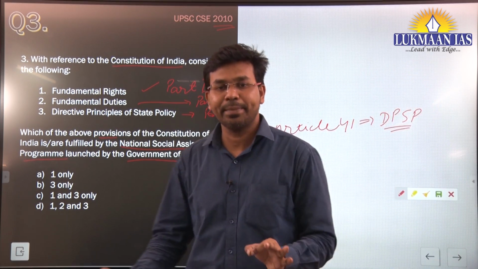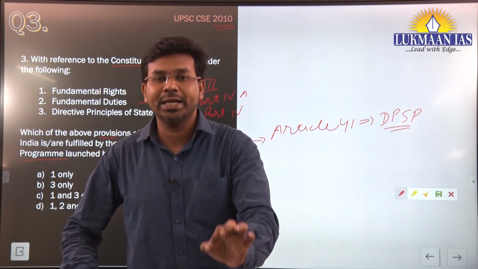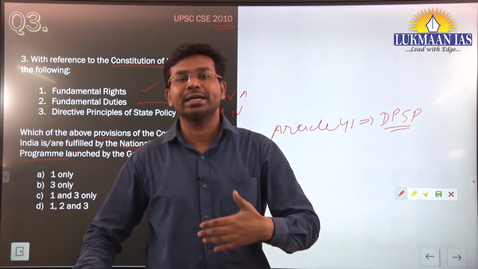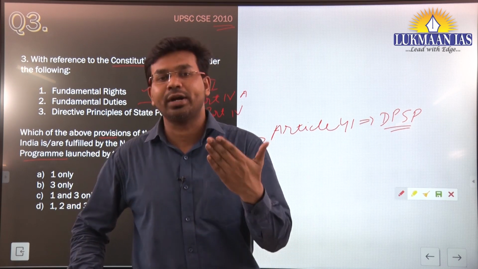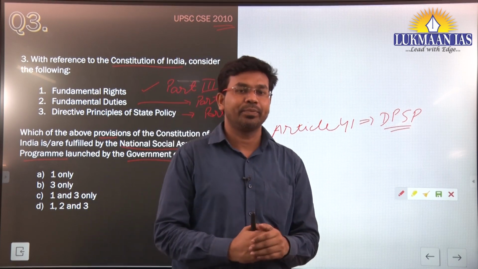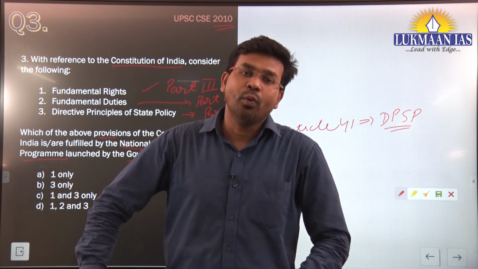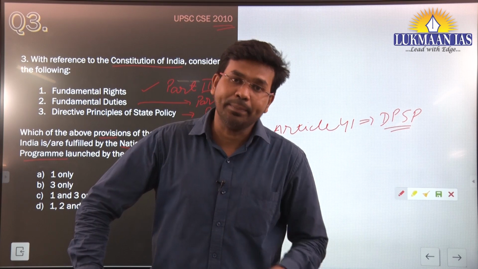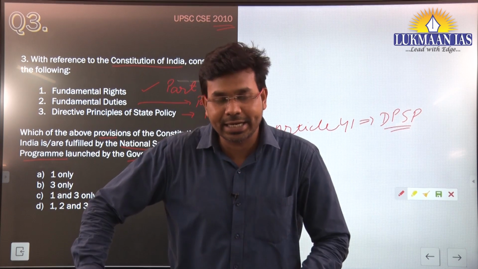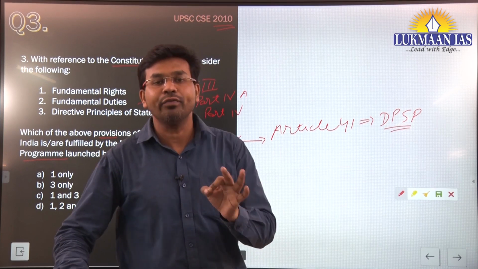Okay, DPSPs are mentioned under Articles 36 to 51 in the Constitution of India, in Part 4. So directive principles of state policy are those directives that the legislature and the executive keep in mind while framing certain laws. These directive principles were there before the Constitution came into force. In pre-independent India, when the Britishers were having their government, they were also known as instrument of instructions.